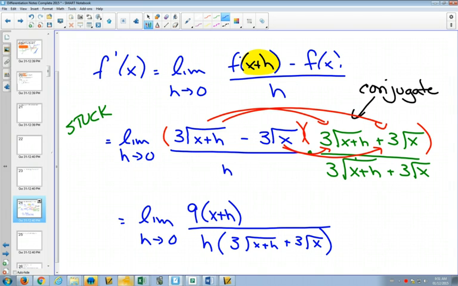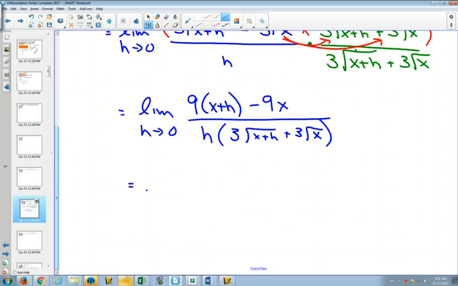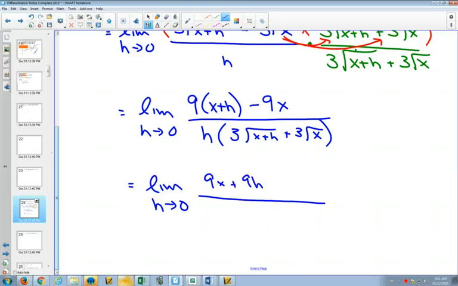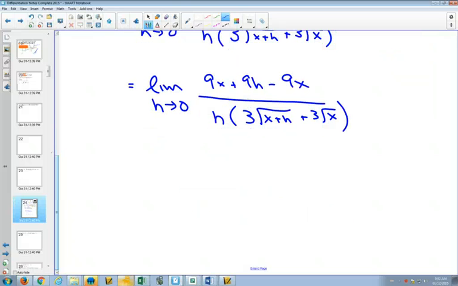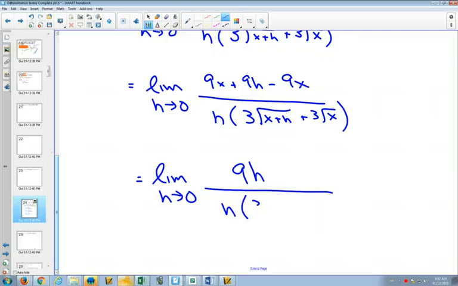So you end up with a difference of squares, and minus 3 times minus 3 will be minus 9, and root x times root x will just be x. And something wonderful happens, because now we have some algebra that we can actually do on the top. Oops, no equal sign there. We get 9x plus 9h minus 9x, and so the top just becomes 9h.